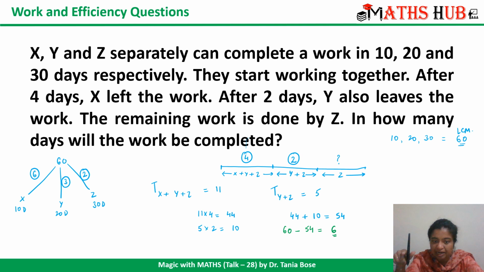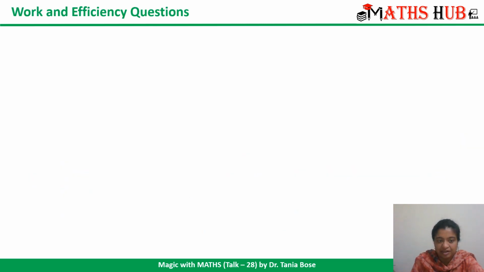And we have to calculate the remaining work to be done by Z. In how many days will the work be done, right? Now, if the efficiency of Z is 2, how many days will he require? He will require 6 by 2, that is 3 days, right? So in 3 days, Z will be able to complete the entire work, right? Okay. So let's move on to the next question. I hope you understood this question. Okay, let's see the next one.